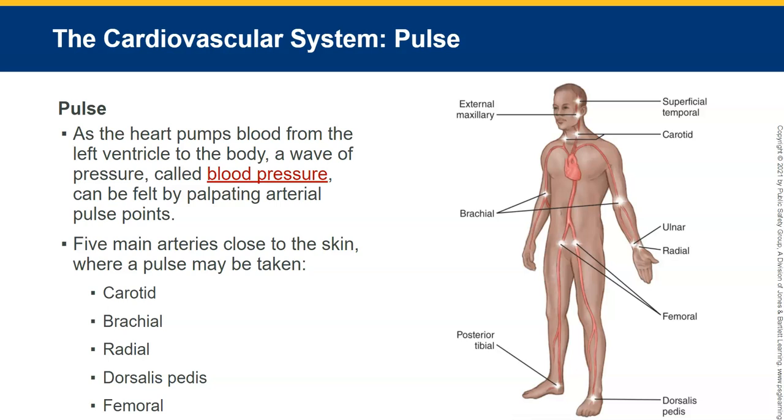A wave of pressure called the pulse can be felt by palpating arterial pulse points. There are five main arteries close to the skin where the pulse can be taken: the carotid, the brachial, the radial, dorsalis pedis, and femoral. As an OEC technician, you'll likely be taking a pulse at the radial, brachial, and carotid positions.